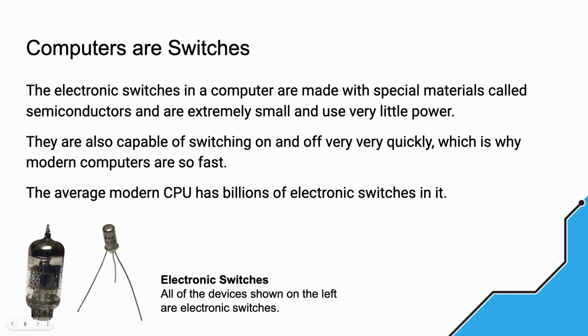So looking at the bottom of the screen, this glass tube is called a valve, and it's a very early type of electronic switch. They used a lot of power and they got very hot. Next to it, we have a very early electronic transistor, and this is, again, a switch. Does exactly the same job. It's just they're a lot smaller and use a lot less power.